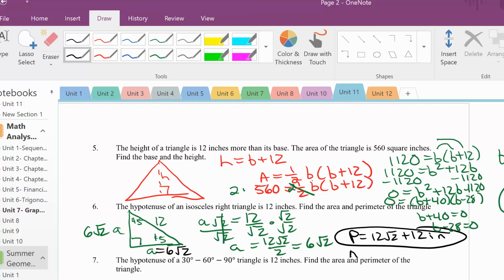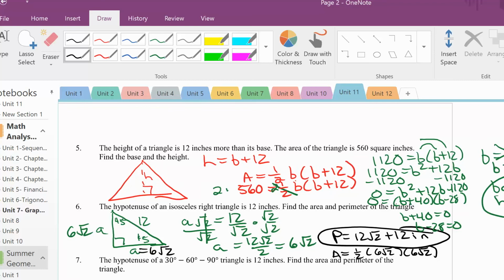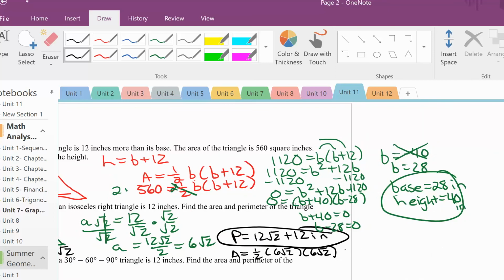The area is 1/2 of 6 rad 2 times 6 rad 2. So it's 1/2 of 36. Well, 6 rad 2 times 6 rad 2 is 36 times 2, which is 72. So half of 72 is 36 square inches.